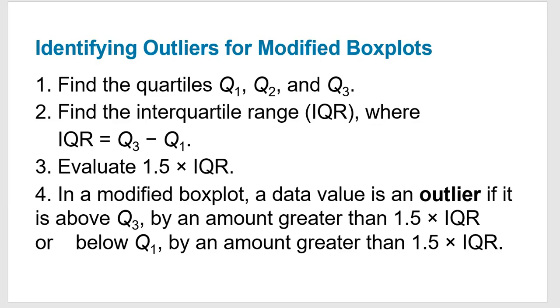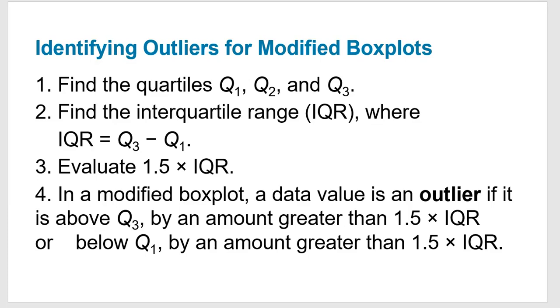The first thing you're going to do, after you've identified Q1, Q2, and Q3, is find the interquartile range, which is just Q3 minus Q1. Find that range, and multiply it by 1.5. Then add that, what we found in step 3, to Q3. Any data value that's greater than that is going to be an outlier. Do the same thing with Q1: subtract 1.5 times the IQR from Q1. If you have any data values lower than that, then those will be outliers.